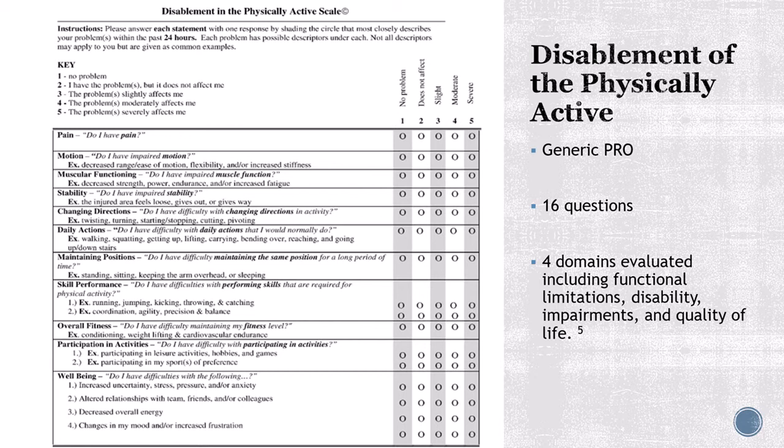Almost every question on here has some examples to further explain what is meant by that question. And we see different domains addressed. Those 16 questions on this PRO address the domains of functional limitations, disability, impairments, and quality of life. So it's very encompassing of every aspect of this patient's health. We look at motion, stability, maintaining positions, overall fitness, and their well-being. So it gives us, from a clinical perspective, a really true key to assessing where they are, not just from our measurements with the goniometer or MMT, but truly their perspective.